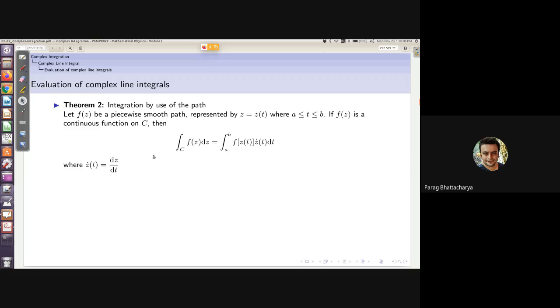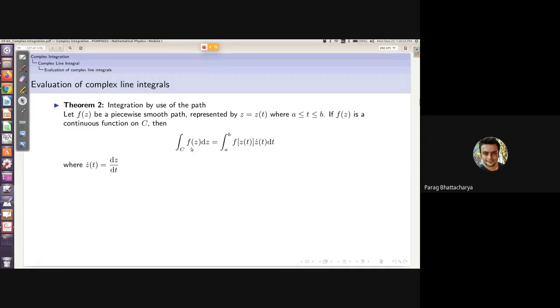But what if the function is parameterized? Let's say f of z is a piecewise smooth path, and it is represented by z equal to z of t. That means there is some parameter t, which is a real number, and as this t changes, z also changes. So z is parameterized by t.